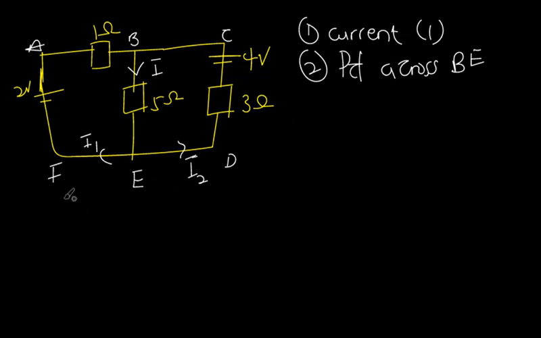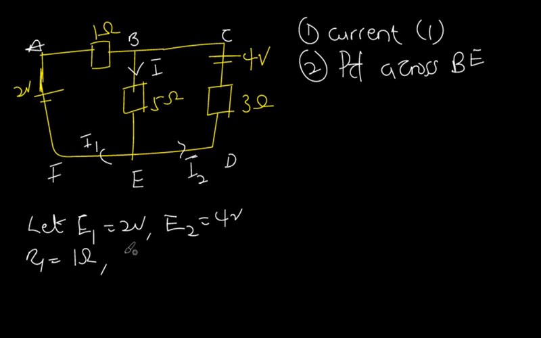So before we go on ahead, let's define some terms. Let E1 be equal to the 2 volts. So we are saying EMF1 should mean the EMF that we are having over here. E2 should be equal to 4 volts. Then let's say R1 should be equal to the resistor 1 over here, which is the 1 ohm resistor. Then R2 should be the 5 ohm resistor we have over here, 5 ohms. Then R3, sorry, R3 should be the 3 ohm resistor that we have over here.